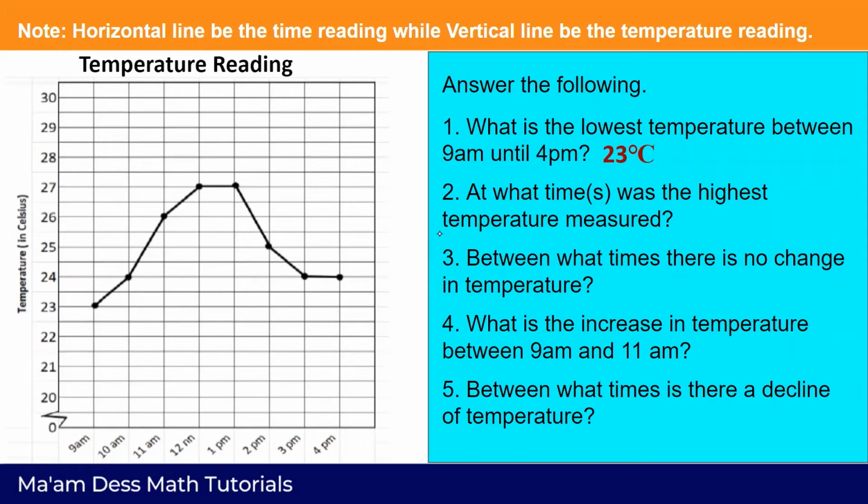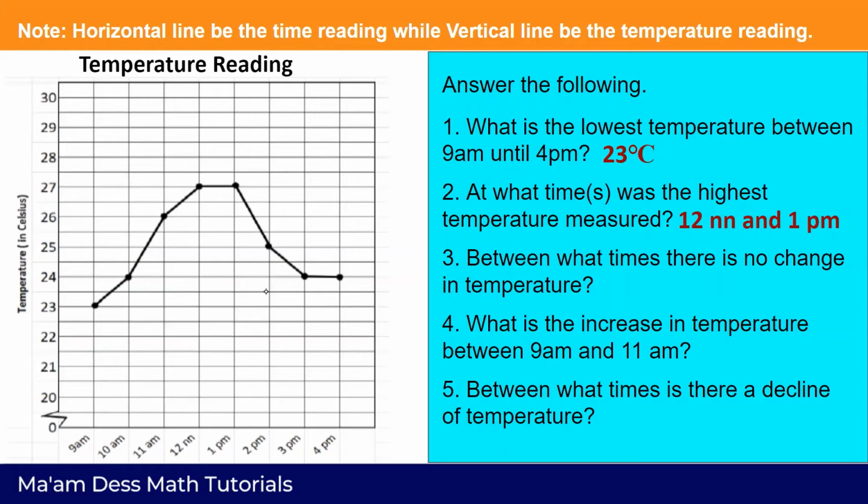Next, number 2. What time or times was the highest temperature measured? Ayan. So, kita po natin alin yung may pinakamataas. Ang sagot ay 12 noon and 1 p.m. So, ito po yun. 12 noon and 1 p.m. So, siya po yung may pinakamataas na temperature, which is 27 degrees.